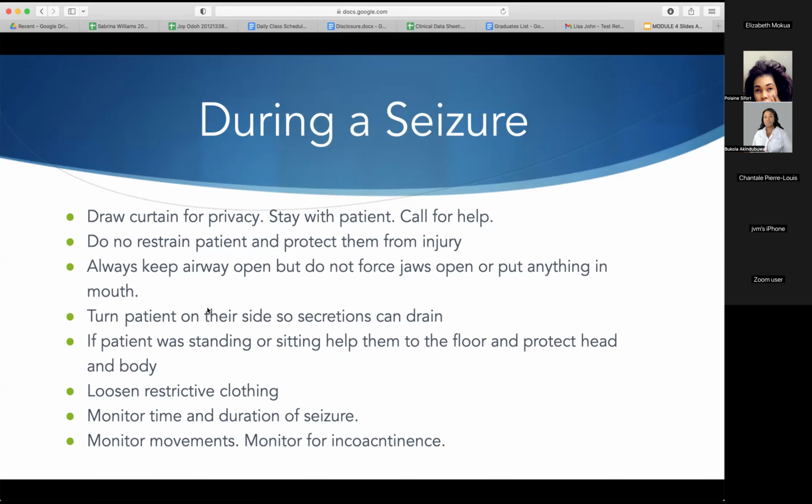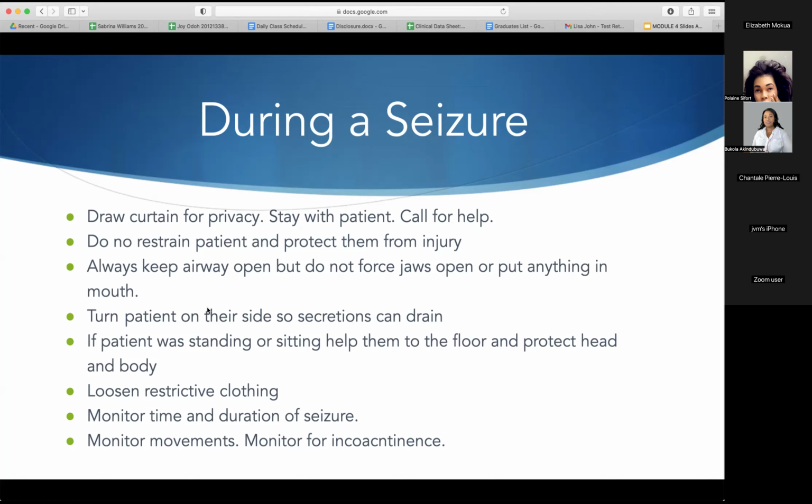So, for example, let's say they're having a seizure and they fell on the floor. You don't want to hold them because they can break something or get injured. However, if they're having a seizure and they're about to hit the chair, move the chair. Okay? So this is how you can protect them from injury as much as possible. Or if they're about to go near the wall where they might hurt their head, if you can, put a pillow against the wall. Okay? Always keep the airway open, but we don't want to put anything in the mouth.